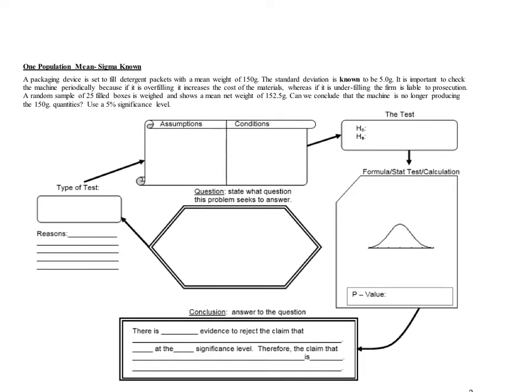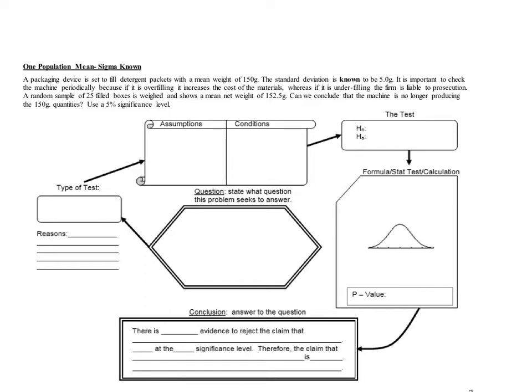A packaging device is set to fill detergent packets with a mean weight of 150 grams. The standard deviation is known to be 5 grams. It is important to check the machine periodically because if it's overfilling, it increases the cost of materials, whereas if it's underfilling, then it's shorting the expectation of the individual receiving the packets.